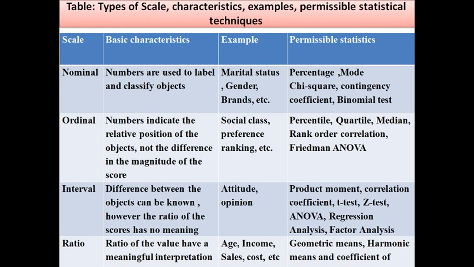And ratio scale. This is the highest measurement scale, and therefore all the statistical techniques that are used in the other three scales of measurement can be applied in case of ratio scale also. The ratio of the values has a meaningful interpretation. Age, income of people, sales, cost can be measured in ratio scale. And the permissible statistics, other than those of the nominal scale, ordinal scale and interval scale, are geometric means, harmonic means, and coefficient of variation.